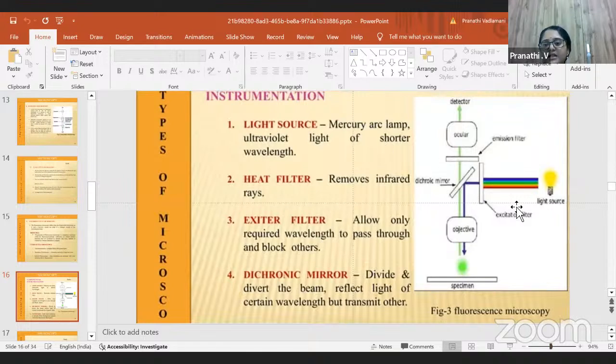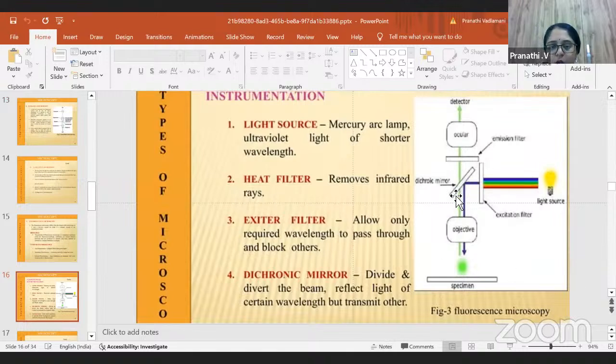Right. This is the light source. You can see this is a mercury arc lamp. You can use a UV light also, and you have to have a shorter wavelength over here. And a heat filter. We want the light, but we do not want the heat because heat will destroy the organisms, so it will not help our purpose. And then you have the excitor filter. We all know that light has different kinds of wavelengths present in it. We want only one kind of wavelength to pass through, and the rest should not pass through. So you have an excitor filter.